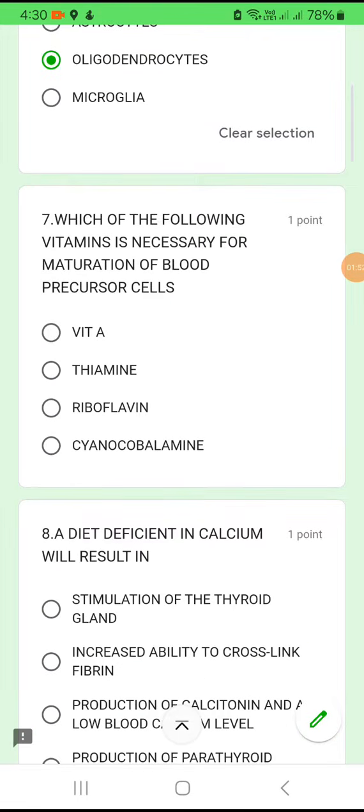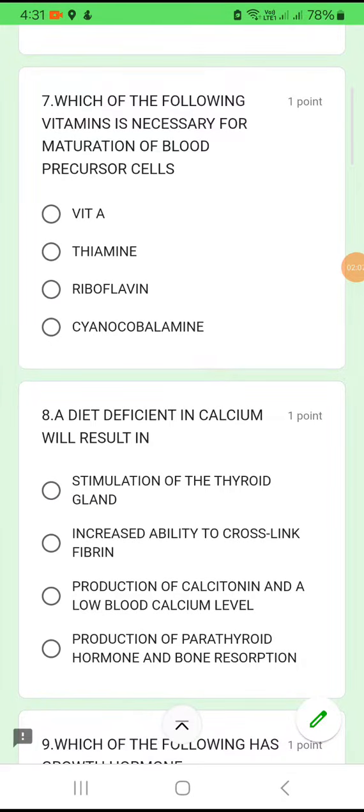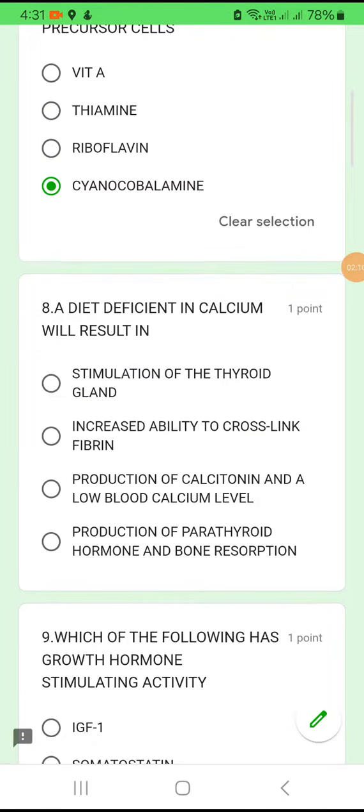Seventh question, which of the following vitamins is necessary for maturation of the blood precursor cell? Vitamin A, thiamine, riboflavin or cyanocobalamin. So as we know, cobalamin is very important for what? Maturation of the blood precursor cell. So option D, cyanocobalamin is the answer.